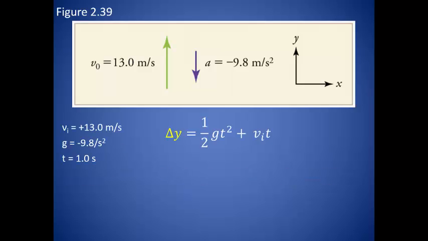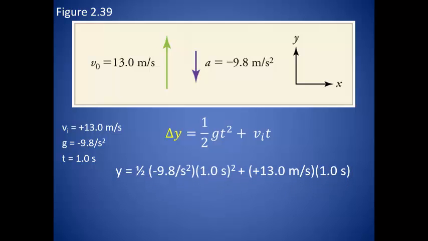We might also like to know where the ball is at a certain point in time. We can use our equation for final position and plug in the numbers to give us a position of the ball after 1 second. Again, our ball is moving in the positive direction, so our change in position will be positive. In this case, our ball ends up 8.1 meters above the ground.